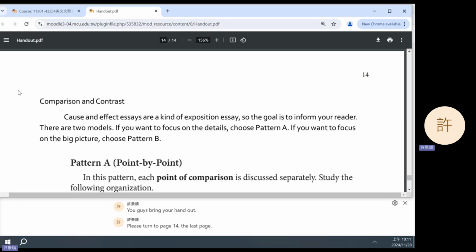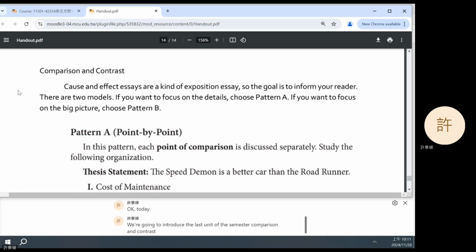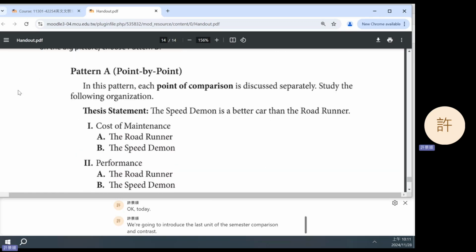Okay, today we're going to introduce the last unit of the semester, comparison and contrast. To compare means to say how two things are similar. To contrast is to say how two things are different. So those are your two immediate strategies.